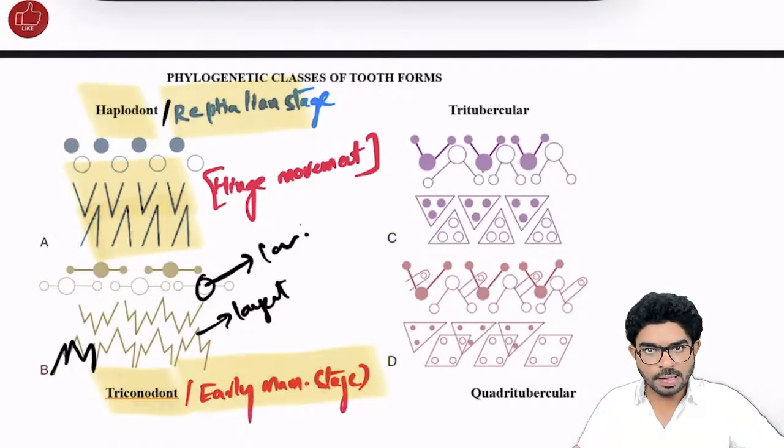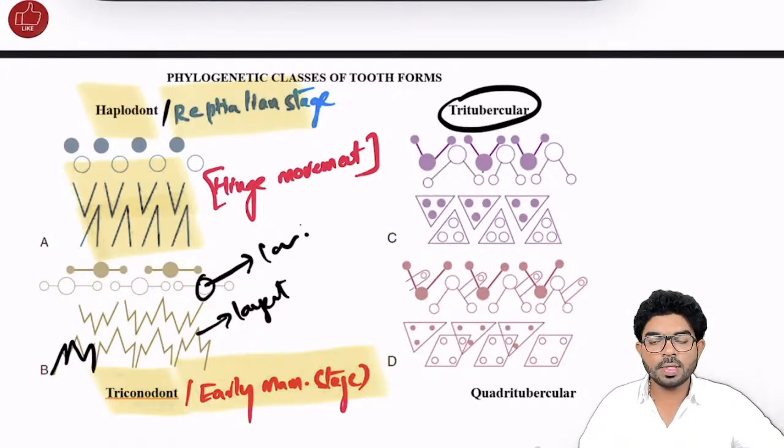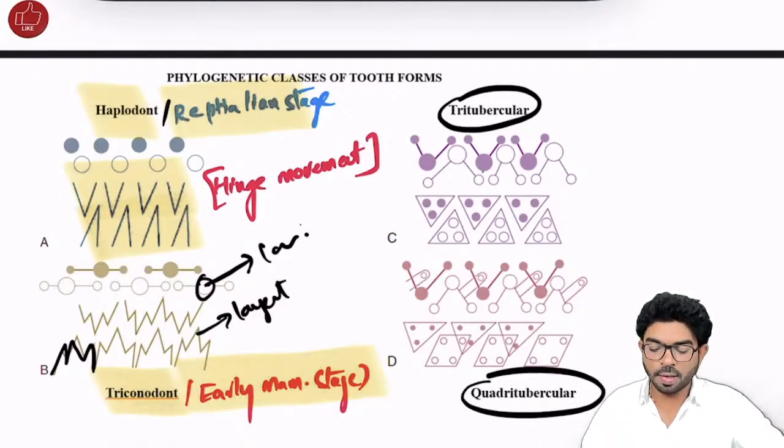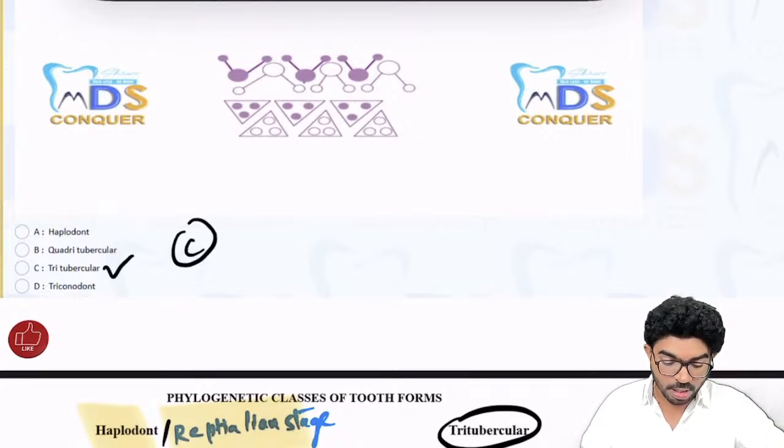And the most advanced tooth formation is going to be trituberculodont. So the most advanced is trituberculodont. And the last one is quadrituberculodont. Now the question is trituberculodont, which is given. The answer is option C.